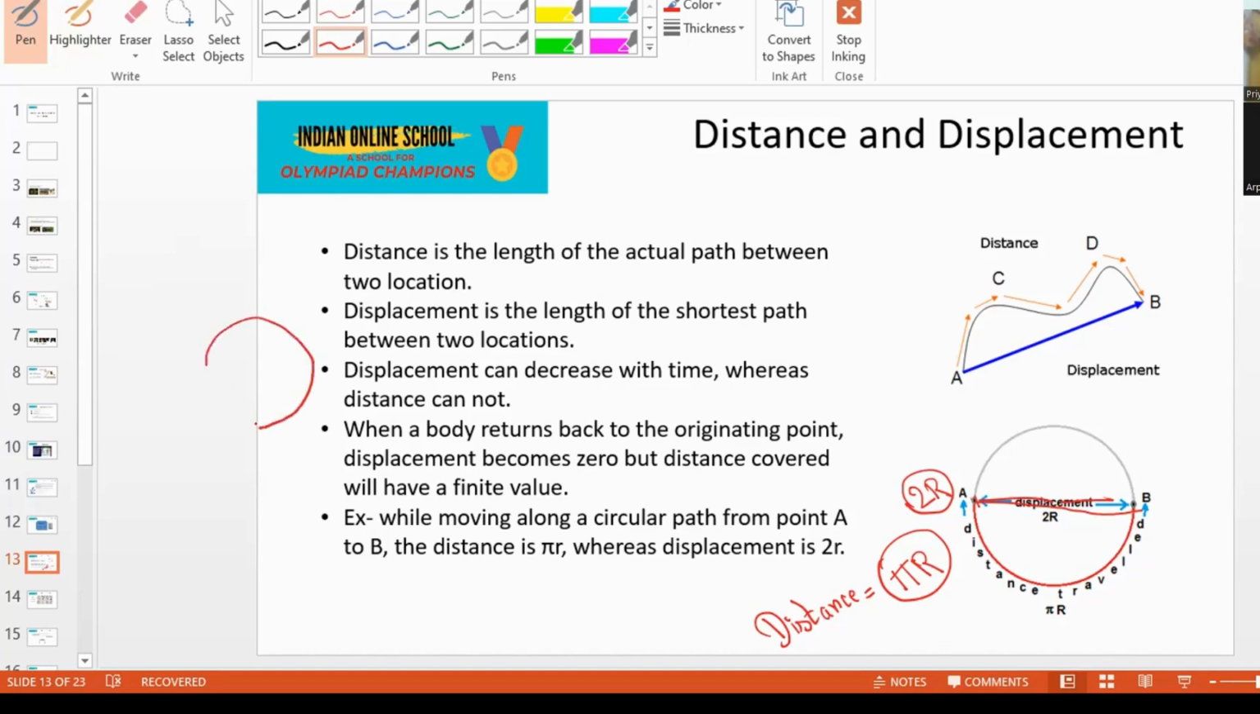Suppose this is a circle and this is the radius. So what will be the displacement? Displacement will be radius plus radius, because we have to take the whole circle, right? That means displacement will be 2r. Whereas the distance will be pi r. Is it clear? Okay, ma'am.